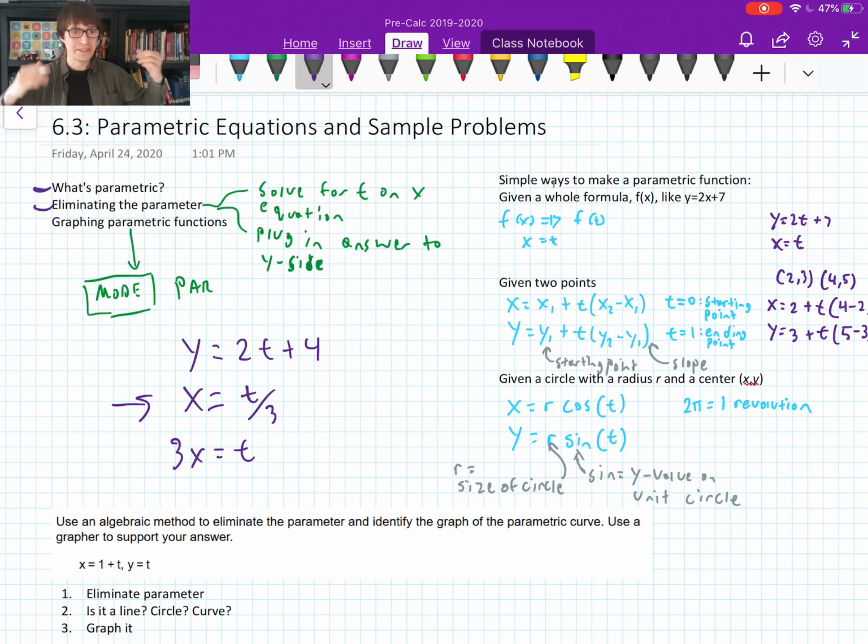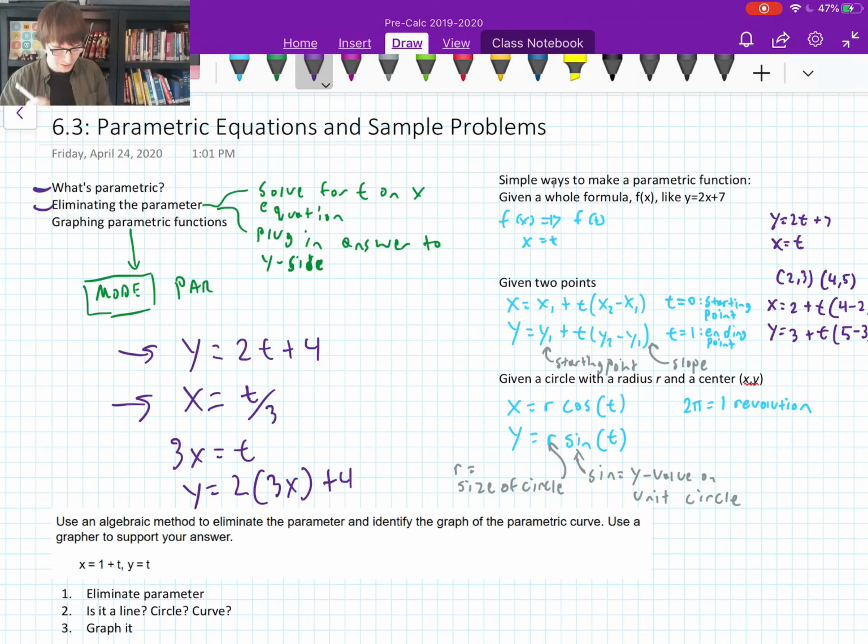You know what the equal sign means? It means it's the exact same thing. So we know that 3x and t are the exact same thing, so we can substitute in 3x every time we see t. If we look at this top equation, y equals 2t plus 4, we can substitute in 3x for t. We could say y equals 2 times 3x plus 4. And then reduce it down, so y equals 6x plus 4.